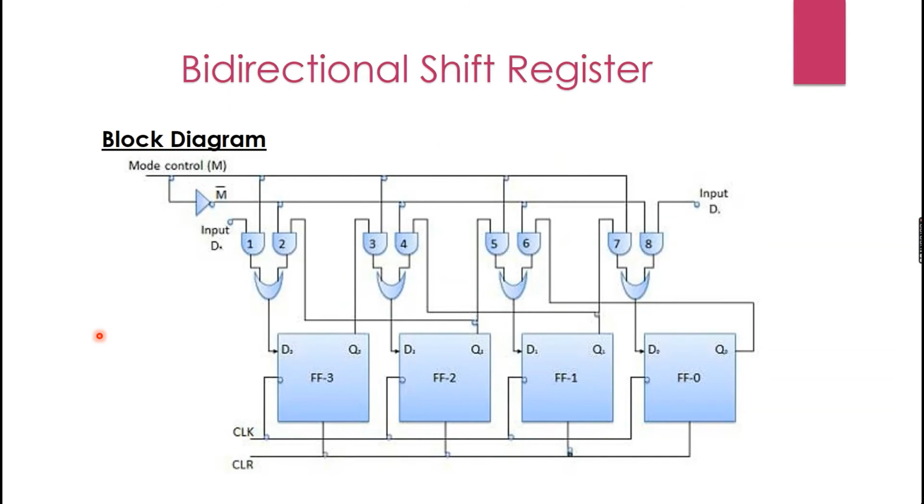Next is the bidirectional shift register. That means it can shift to the left and right, in both directions. Shifting left means we are multiplying our value by 2, and shifting right means we are dividing our value by 2.